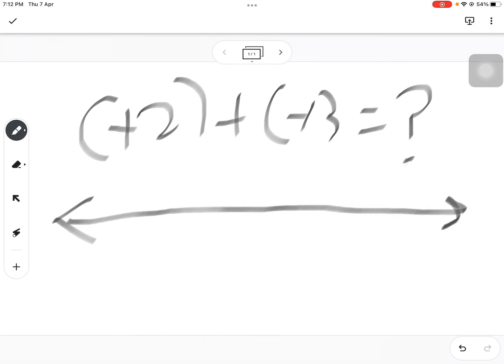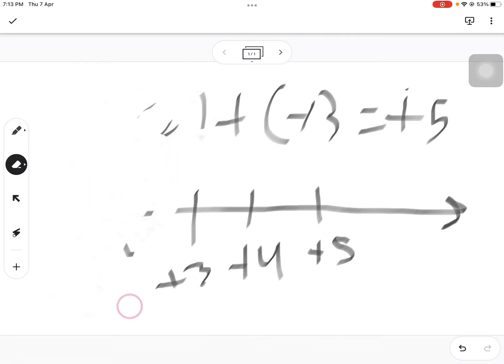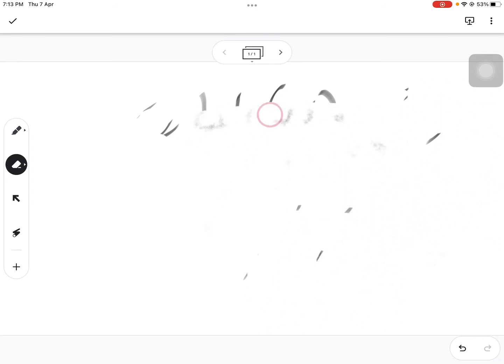And here we will write, so first we are going to start off with positive 2, then we are going to add 1, 2 and 3. So positive 3, positive 4 and positive 5. So we will get the answer as positive 5. And now next is going to be, the next question is, let me rub this off.